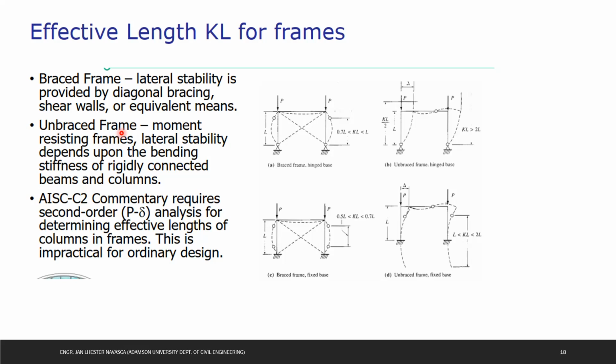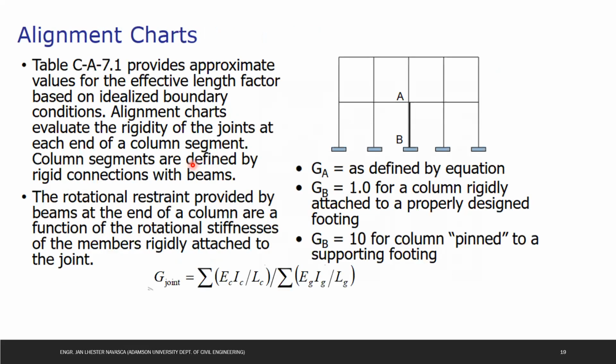An unbraced frame is basically an ordinary frame where we have a beam and column, and it only depends on the bending stiffness of the connection of the beams and columns. Okay, so that is an unbraced frame. So how do we solve for the effective length of a frame? We have what we call the alignment chart. The alignment chart is given in Table C-A-7.1 of the AISC manual.